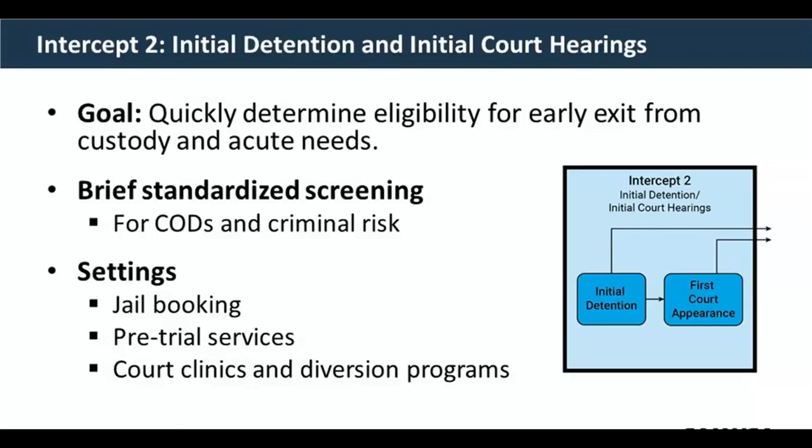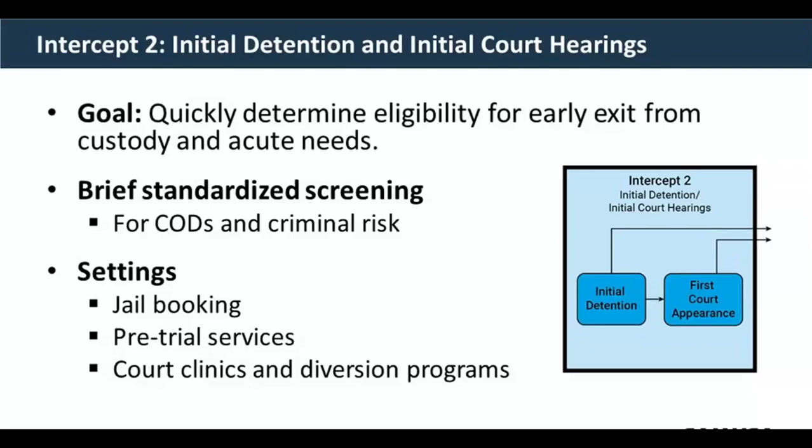And oftentimes that point of initial detention to when a person has their first court appearance happens in a very quick period of time. In some jurisdictions it's 24 hours or less. In others it's 48 to 72 hours. But this requires the gathering of good information on an individual coming into the system who may have a serious mental health issue or a co-occurring substance use disorder, so that further clinical assessment can take place and recommendations for diversion can occur. So we see these screenings being done by jail booking staff, by pretrial services officers that are brought in before that first court appearance, and then information being shared with the court clinics and diversion programs.